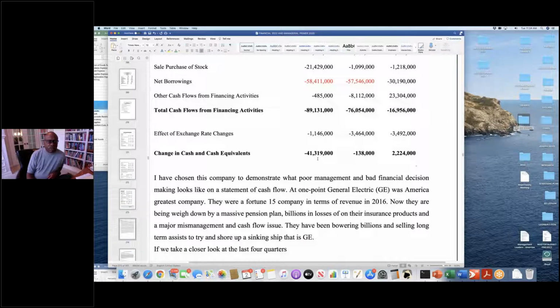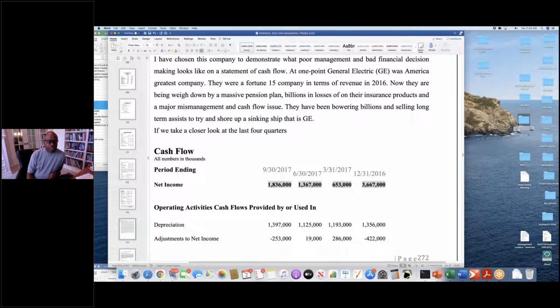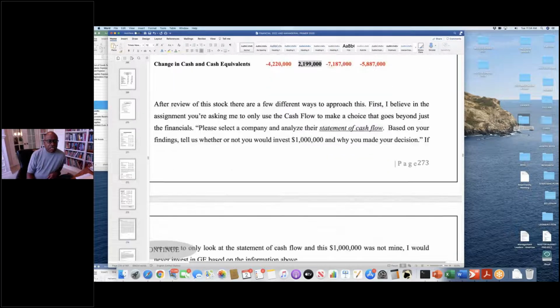But here's a change here. And the student has chosen this company to demonstrate what poor management and bad financial decision making look like on a statement of cash flow. At one point, GE was America's greatest company. They were Fortune 1500 in terms of revenue. Now they're being weighed down by massive pension planning and billions in losses and on and on. So that's the kind of analysis that you're trying to make. Okay? So this is an example.